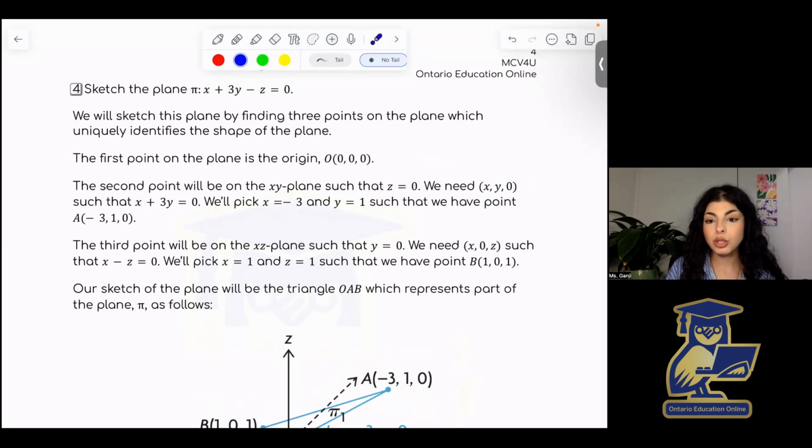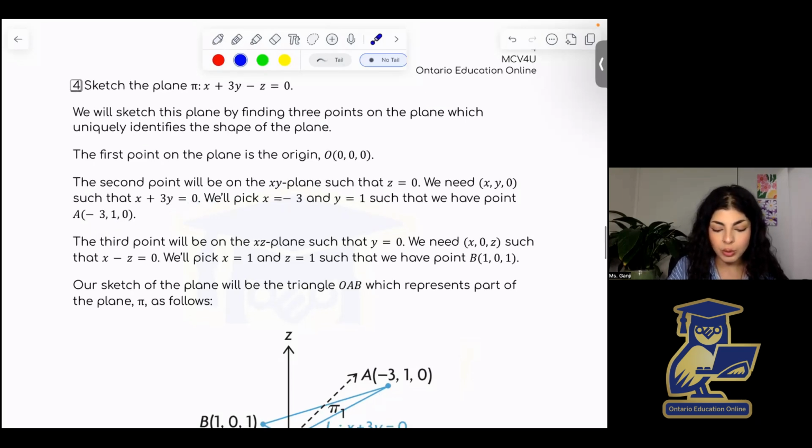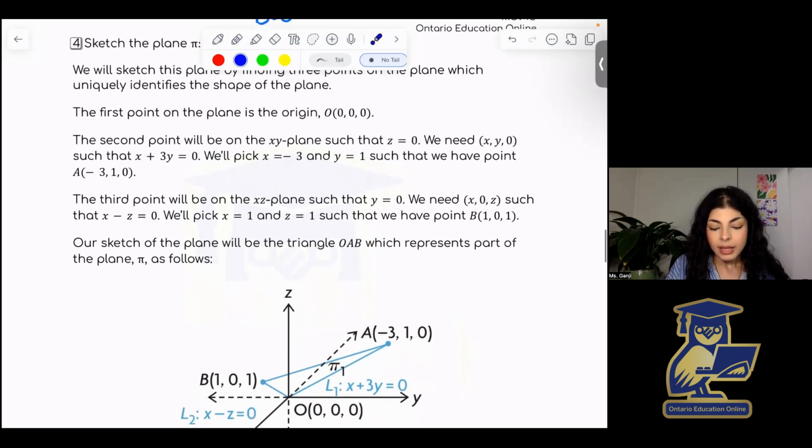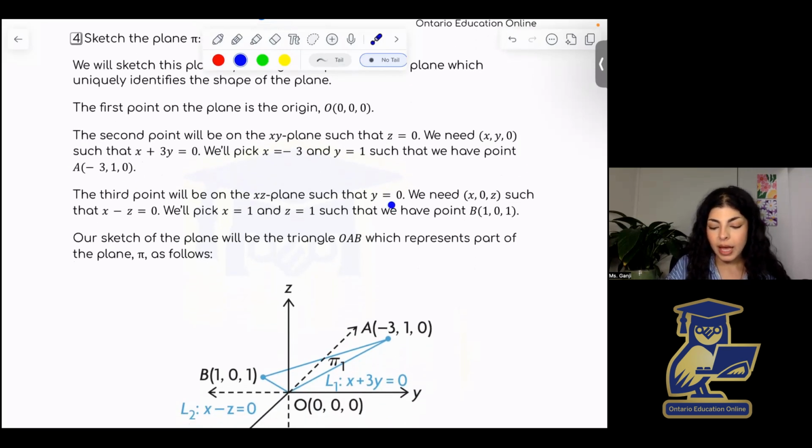Here you have your choice of x and y to pick, and go with the simplest option. So if x is -3 and y is equal to 1, then -3 plus 3 is equal to 0. So then you have the point -3, 1, 0. For example, you could have also done x is equal to -6 and y is equal to 2, and that still would have been a point as well.